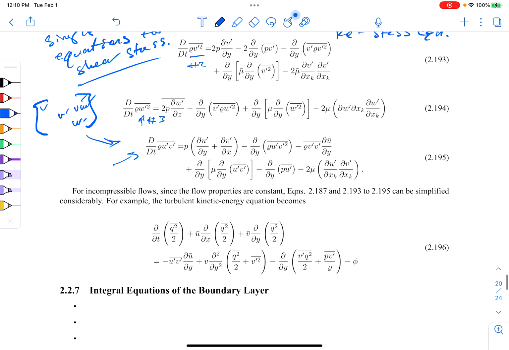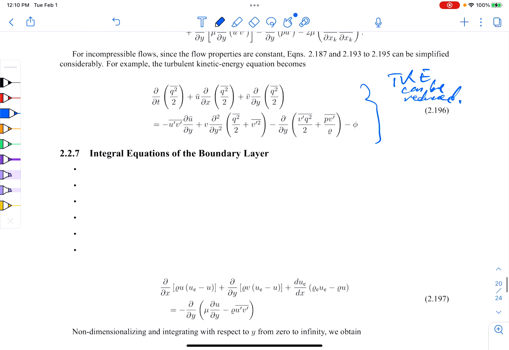Okay. So for incompressible flows, this whole thing for TKE can be reduced here. And so in the class, sometimes I'll refer back to these different particular equations for boundary layer modeling.